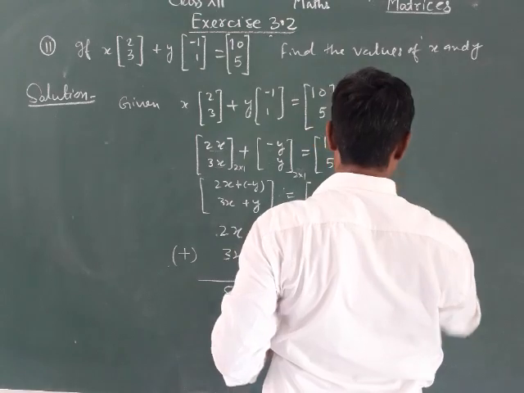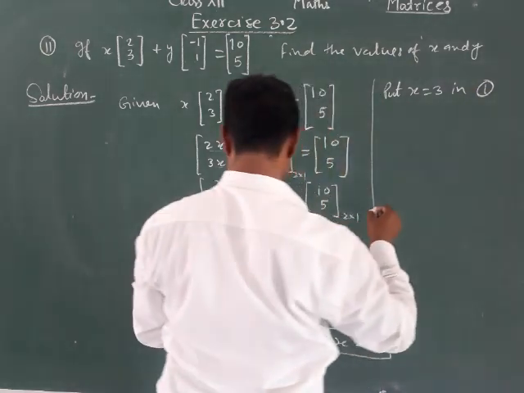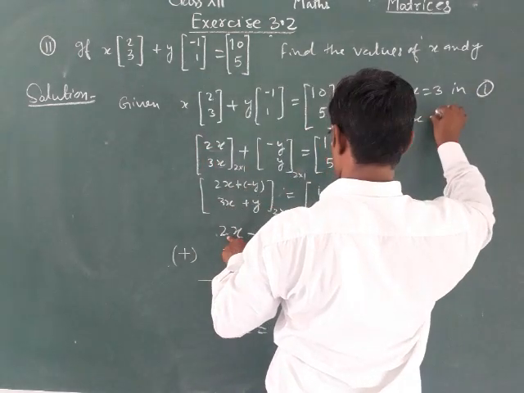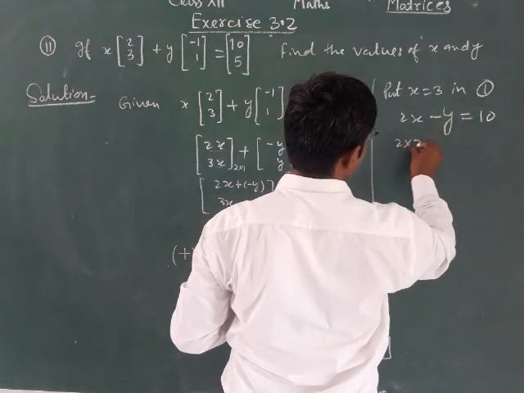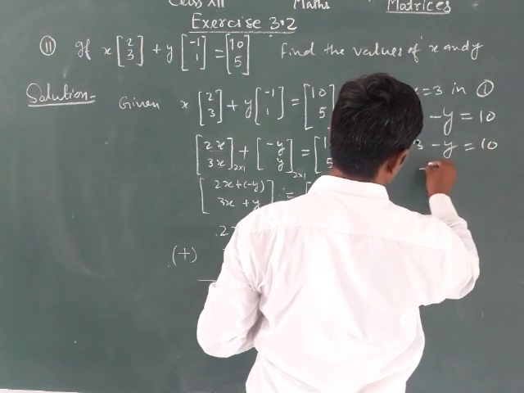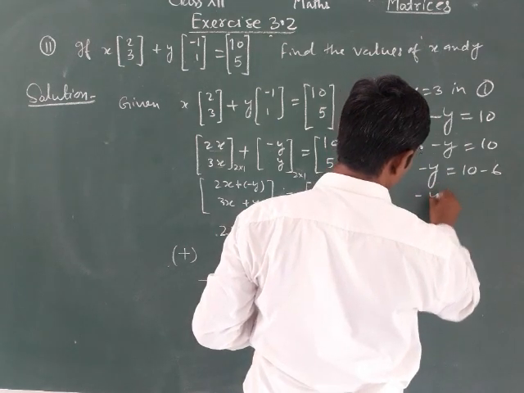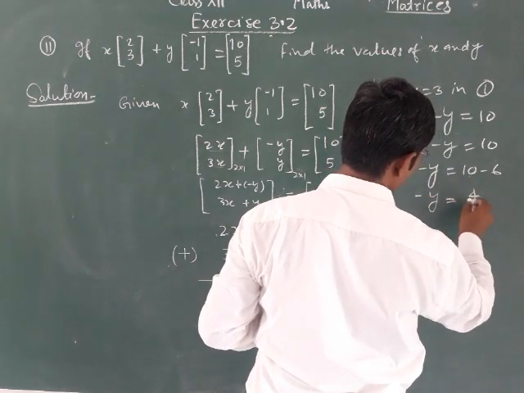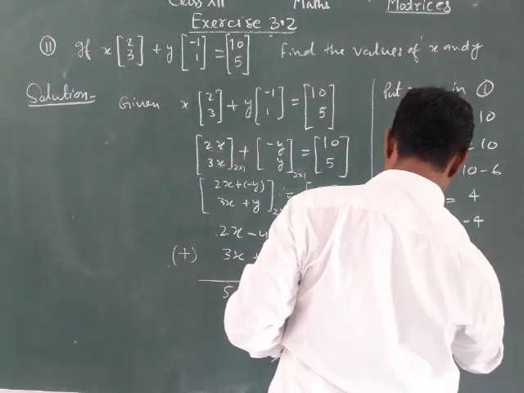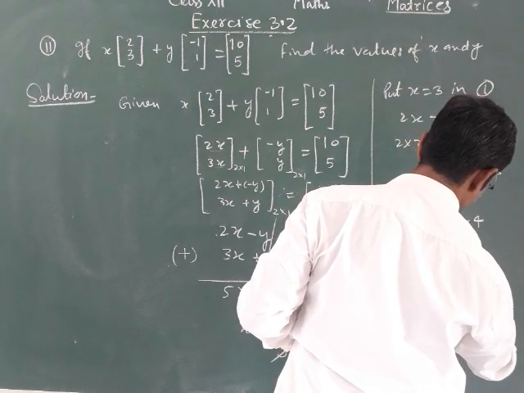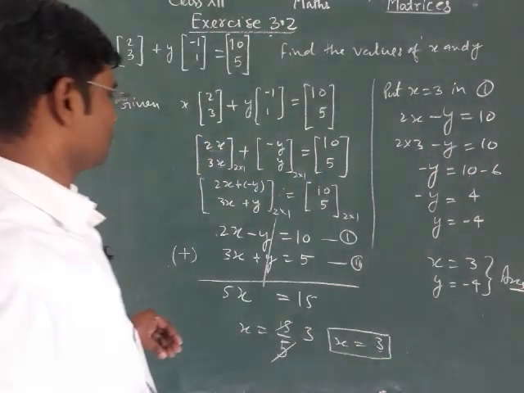Now put x is equal to 3 in the first equation. The first equation is 2x minus y is equal to 10. So 2 into 3 minus y is equal to 10. So minus y is equal to 10 minus 6, which is 4. So y is equal to minus 4. So x is equal to 3 and y is equal to minus 4. This is the answer of the given question.